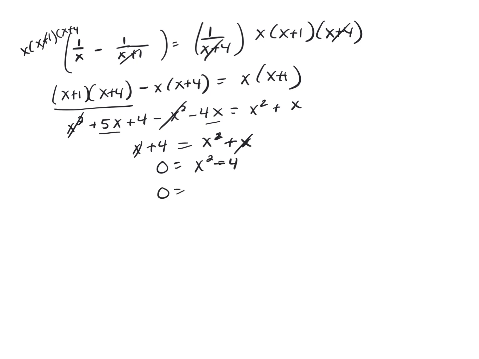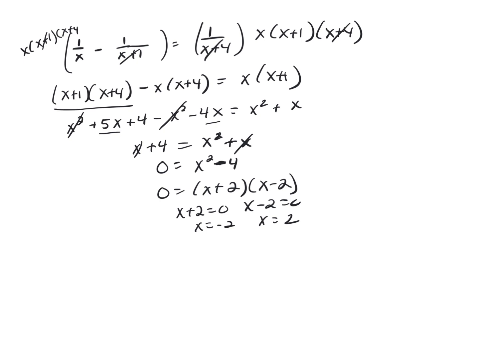And if you factor this difference of two squares, it gives you x plus 2 times x minus 2. Set each one equal to 0 and solve. And you get x equal negative 2 or x equal 2. So that would be answer C.